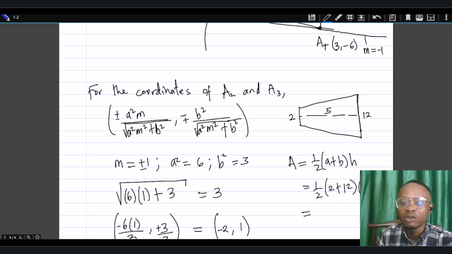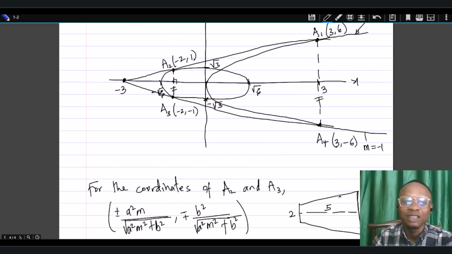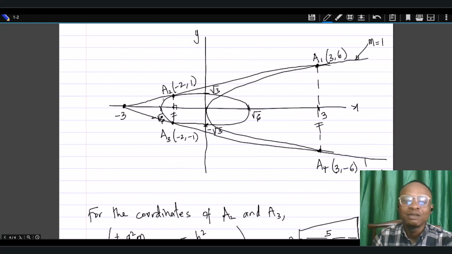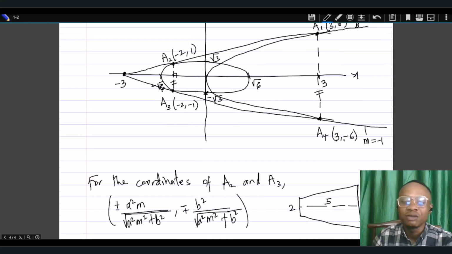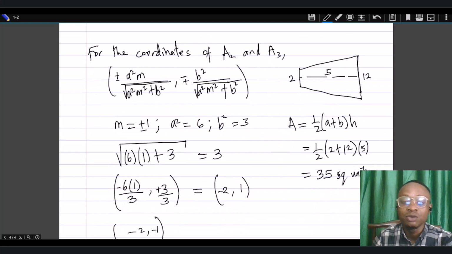So what do we have here? We'll have 2 plus 12, which is 14. Then 14 divided by 2 is 7. Then 7 times 5 is 35. So this is 35 square units. So that is the area of the quadrilateral A1, A2, A3, A4. It is 35 square units.